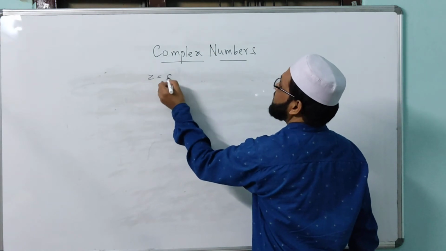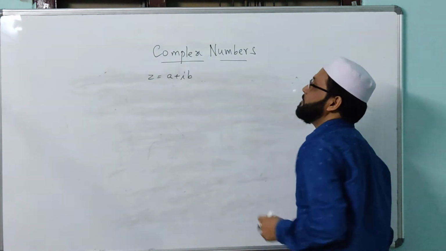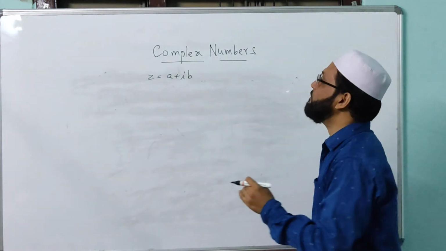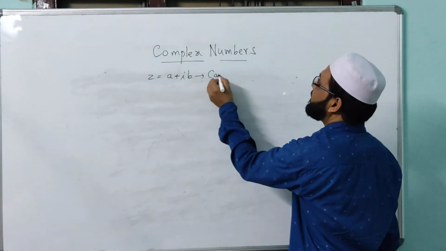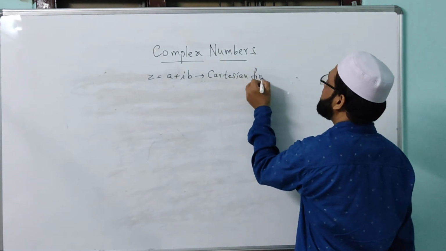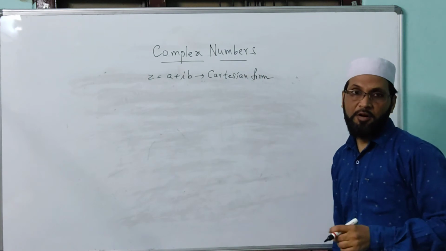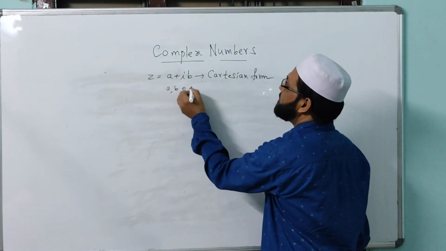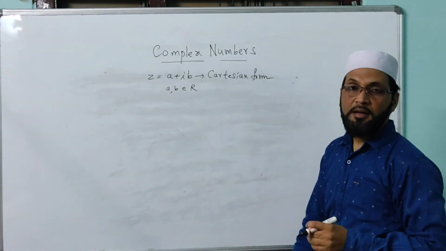Now this is the standard form of a complex number. Z equals a plus ib is the standard form. We also call this the Cartesian form. And remember, a, b are real numbers.